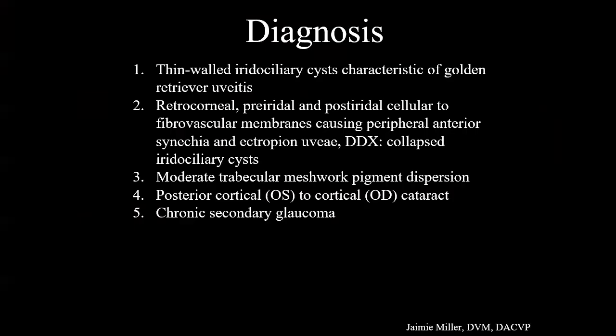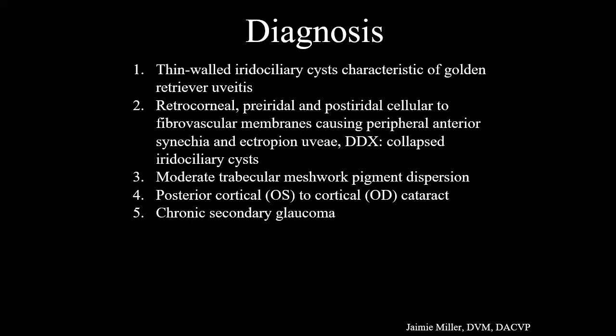So I thought this was a nice example of golden retriever uveitis, with all those thin-walled cysts lining the ciliary body, iris, and lens capsule, with secondary glaucoma, probably from the membrane formation and pigment dispersion, and a little bit of cataract formation in both eyes. It was just a nice classic case.